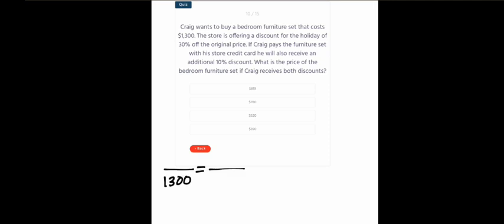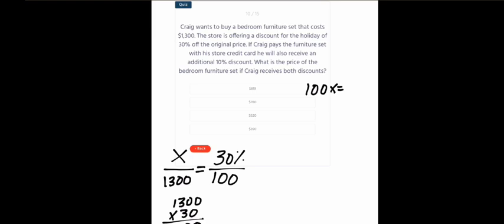So I'll show you how to do it. We know our original price is $1,300. We know that Craig will get a discount of 30%. And when we put an X here, this is going to give us the amount of money that he's going to save. And we put 100 down here. So X times 100 is 100X. And 30 times 1,300, I'm going to do it for you over here. Lots of zeros, placeholder 0, 0, 0, 9, 3. That's a 0.